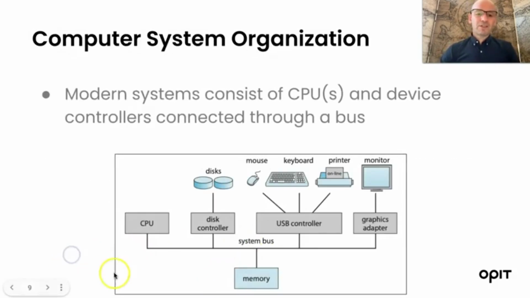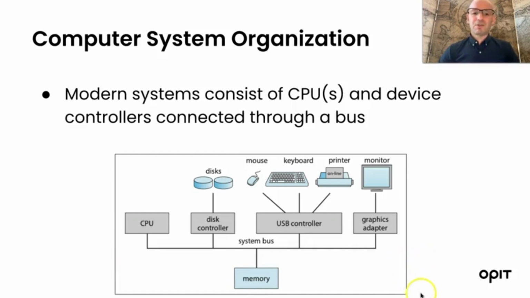Computer system organization: modern systems consist of CPUs and device controllers connected through a bus. We have CPUs, a disk controller, and a USB controller, as an example. A USB controller might handle multiple devices: a mouse, a keyboard, a printer. We have a monitor with a graphics adapter. Graphics adapters have become very advanced over time. And then you can see the system bus connects them all to memory. So modern systems are all connected through a bus.